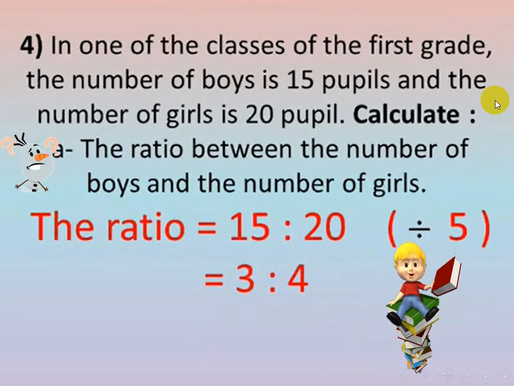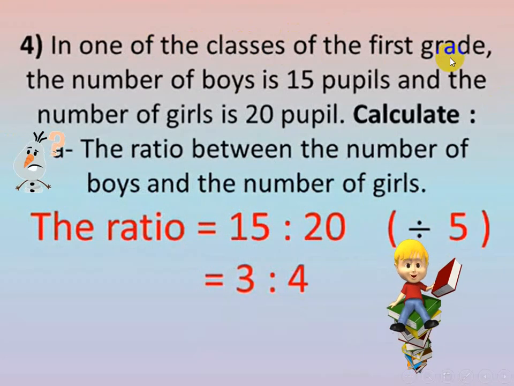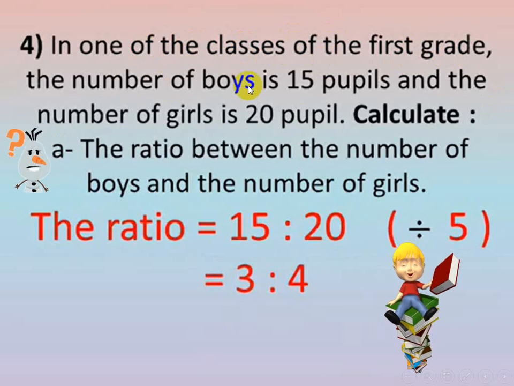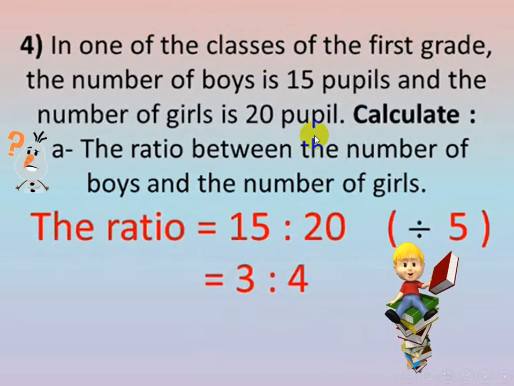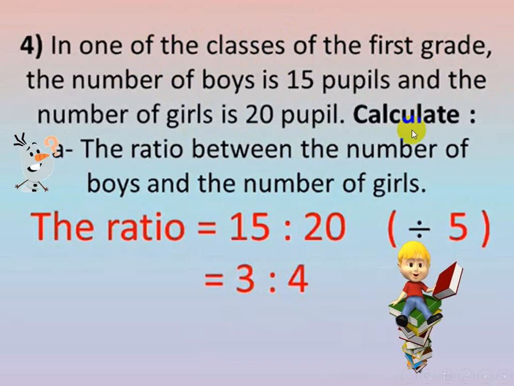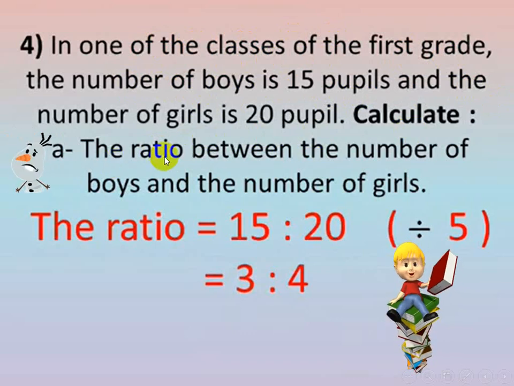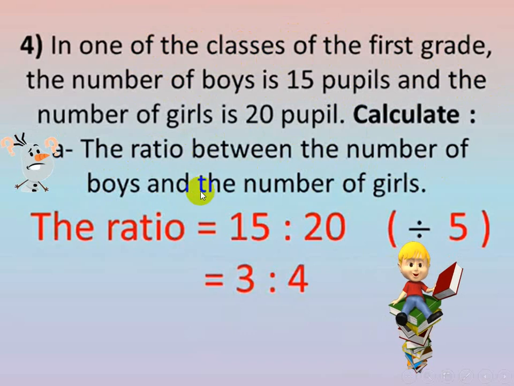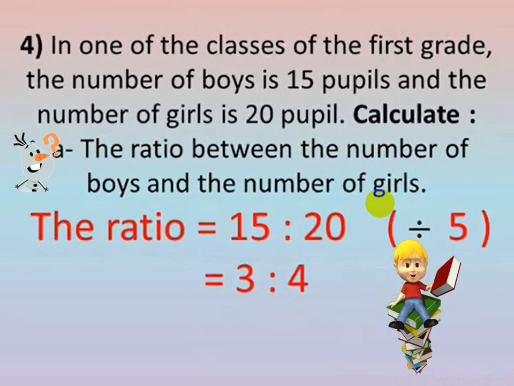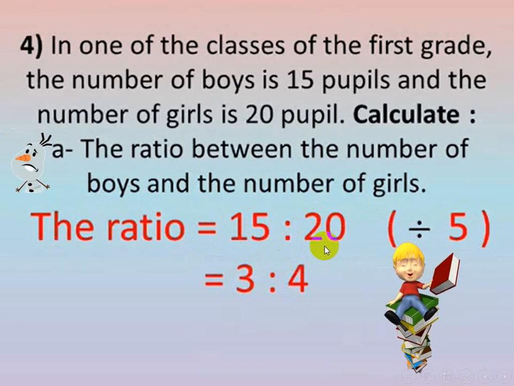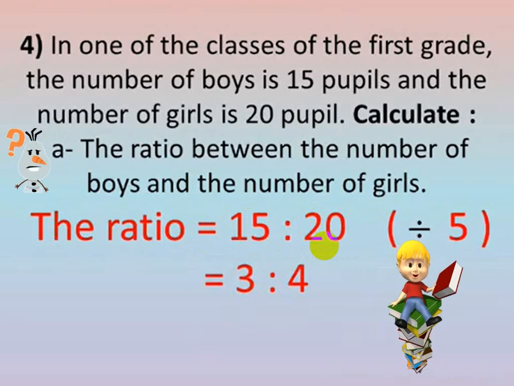Number 4. In one of the classes of the first grade, the number of boys is 15 pupils and the number of girls is 20 pupils. Calculate, number A, the ratio between the number of boys and the number of girls. The number of boys is 15, so you will write 15. To, the number of girls is 20. The second term will be 20.